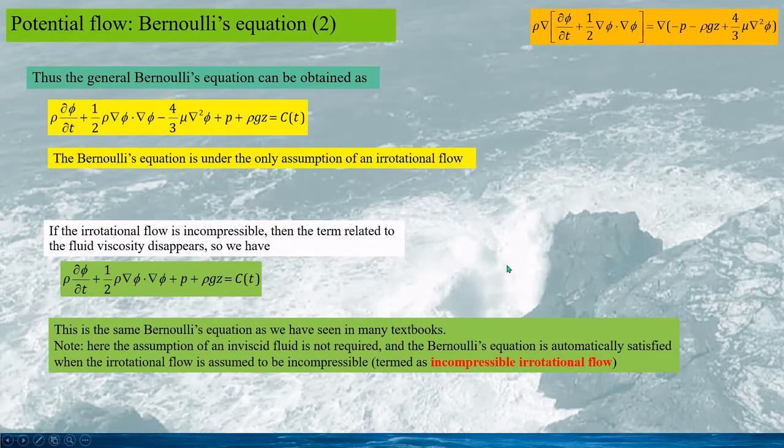This is the same equation as we've seen in many textbooks. However, for deriving this Bernoulli's equation, the assumption of an inviscid flow is not required, and the Bernoulli's equation is automatically satisfied when the irrotational flow is assumed to be incompressible.